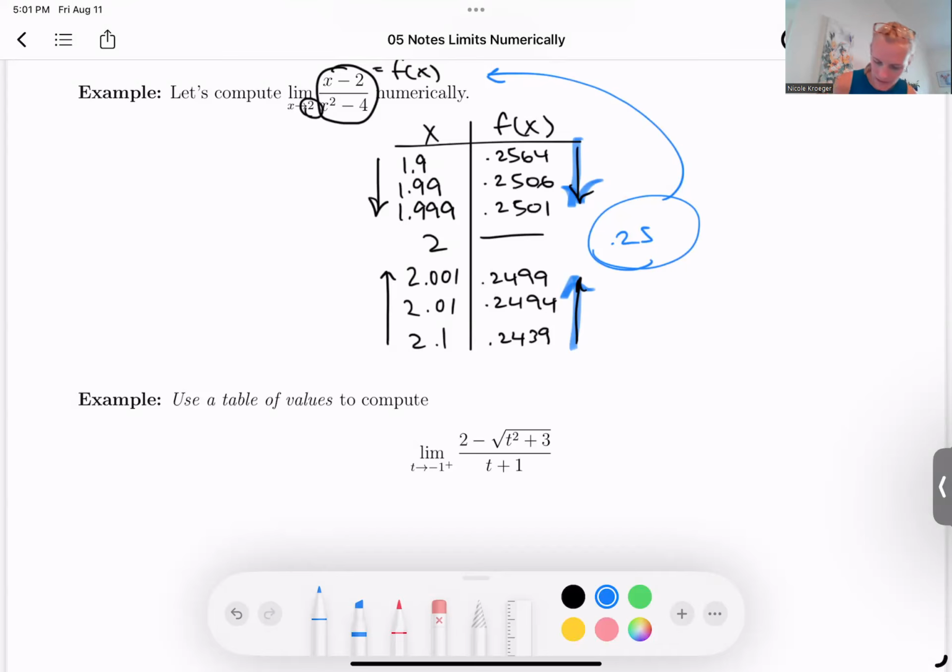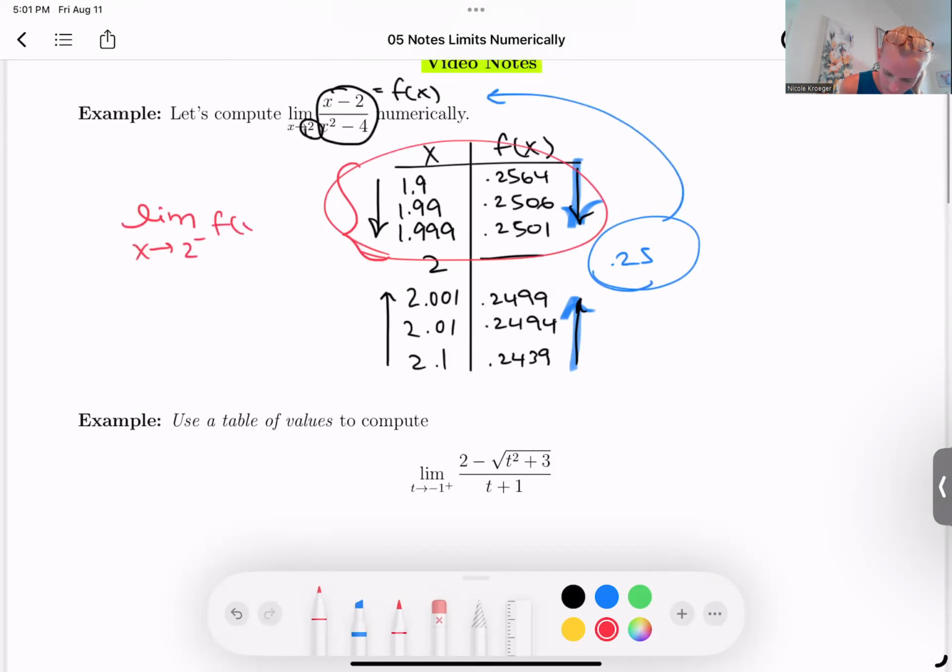One thing about what we're doing here is that this top half is giving us the left-hand limit. So if I just looked at the top half of this chart, I would be saying that the limit as x approaches 2 from the left-hand side of this function, and I'm just going to write f of x here, is equal to 0.25. And that's because those are the numbers that are less than 2.